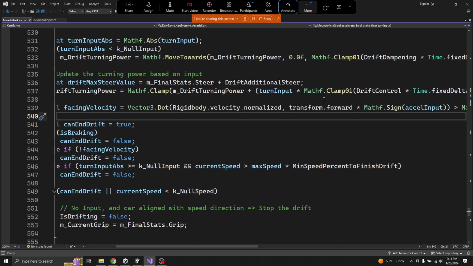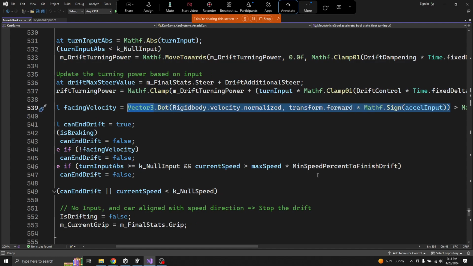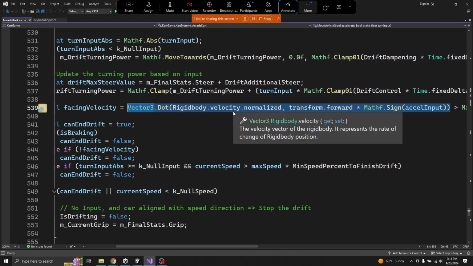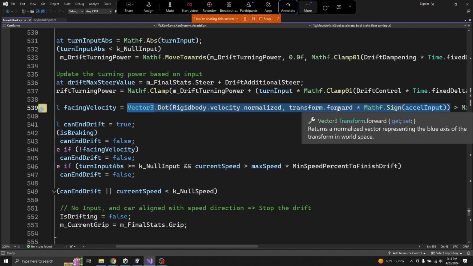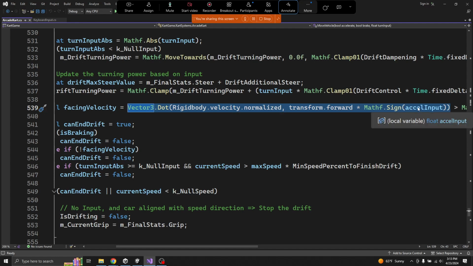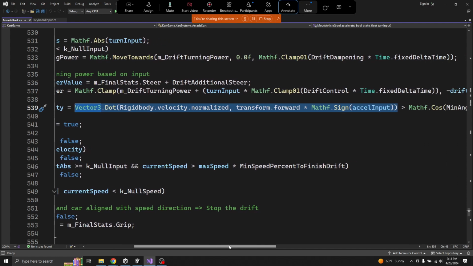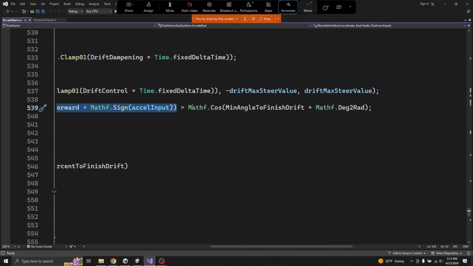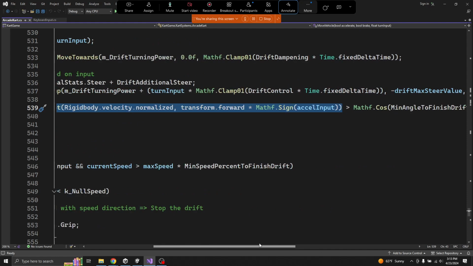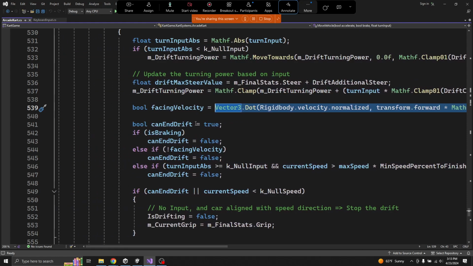Anyway, this right here turns into a dot. Where's our velocity facing? Dot it with our transform, depending on whether we're accelerating or reversing. And if this is greater than this thing right here, which evaluates to about 0.9, then that's true. Then we are facing our velocity.